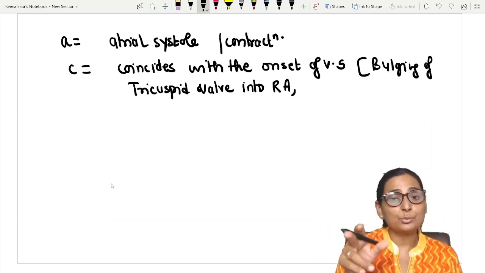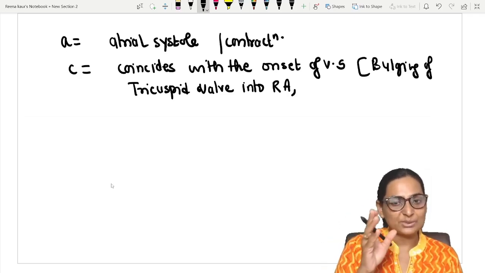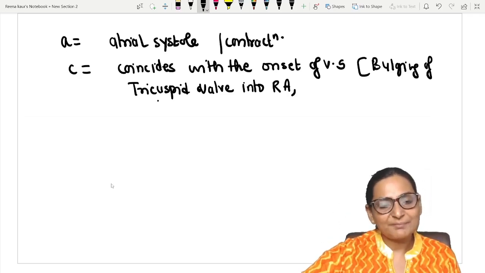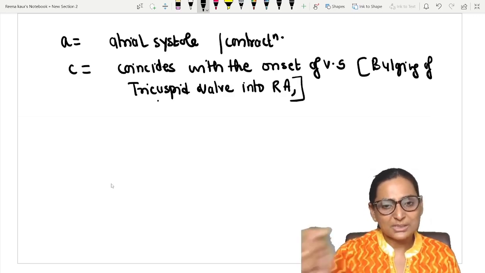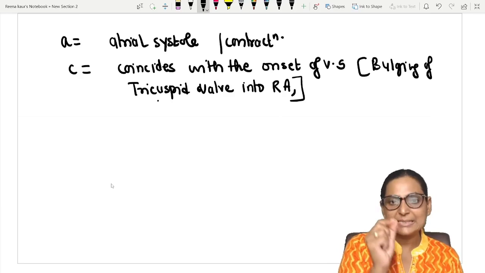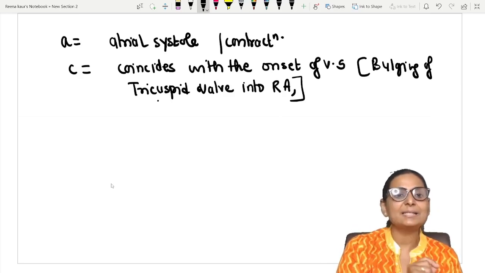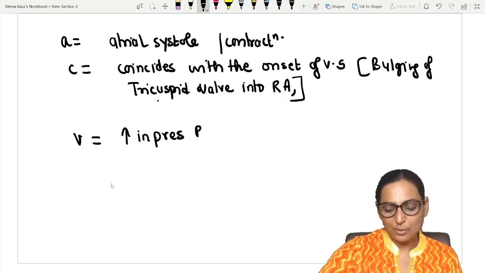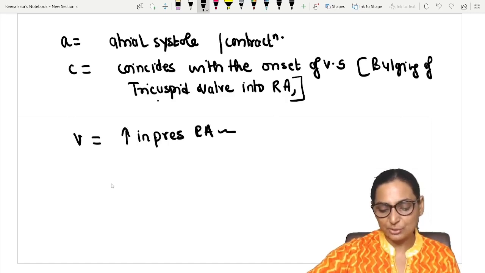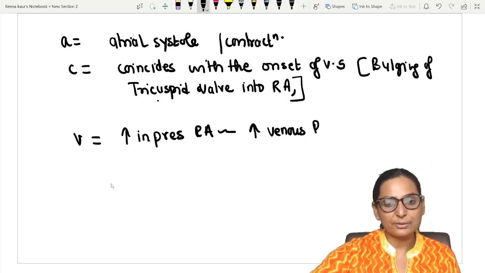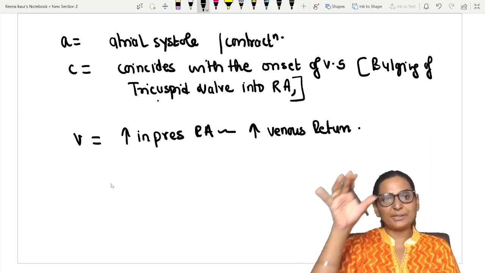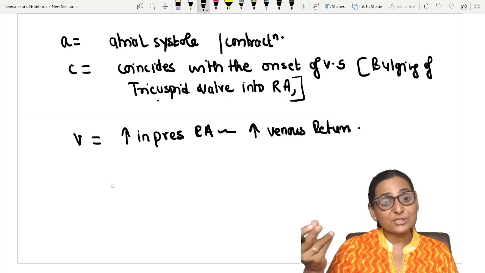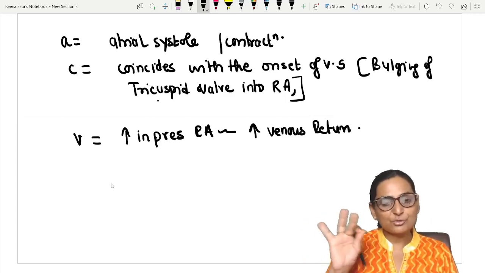Now, we are speaking of the jugular venous pulse. That means only about the pressure in the right atrium. So as the tricuspid valve bulges into the right atrium, it causes a very small but very acute increase in the right atrial pressure, which is reflected as the C wave in the JVP. Then the V wave. The V wave is the rise in the pressure of the right atrium due to increase in the venous return to the right atrium. So as the blood is returning from the great vessels into the right atrium, again the rise of pressure is reflected by the V wave. So 3 positive waves.